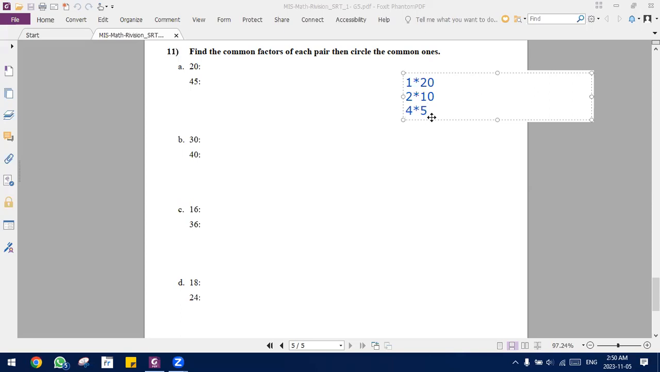Then, can I divide 20 by 5? Yes. What's the answer? It's already written. It's 4 times 5. So we stop. These are the factors of 20.